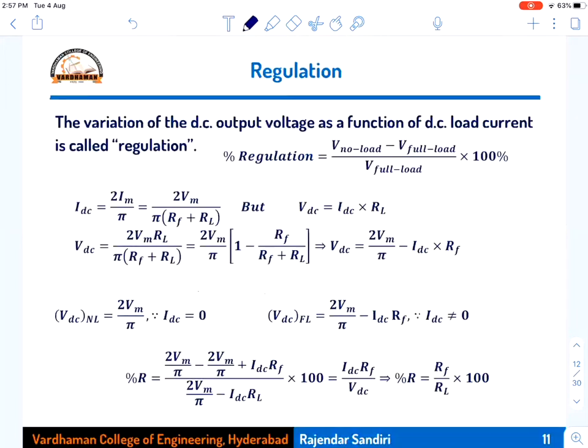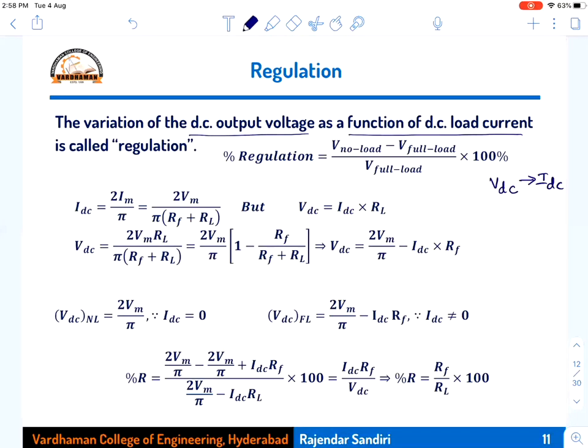Okay. Next, coming to the regulation, we have calculated the regulation. Regulation shows the variation of the DC output voltage as a function of DC load current. That means we have to tell how VDC is expressed as a function of IDC. If IDC changes, how does VDC change? If it is not changing, then we call it good regulation. If it keeps changing, then that circuit does not have good regulation.